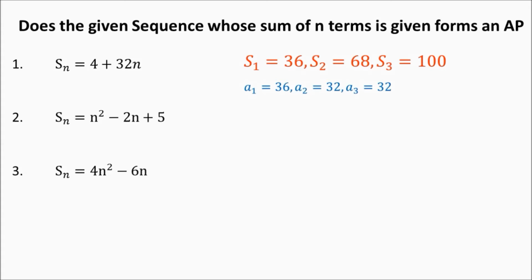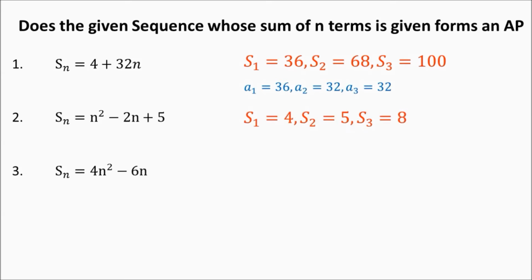The first term is equal to S1, the second term is equal to S2 minus S1, which is 32. The third term is S3 minus S2, which is again 32. It means the first sequence does not form an arithmetic progression. Let's see the second one.